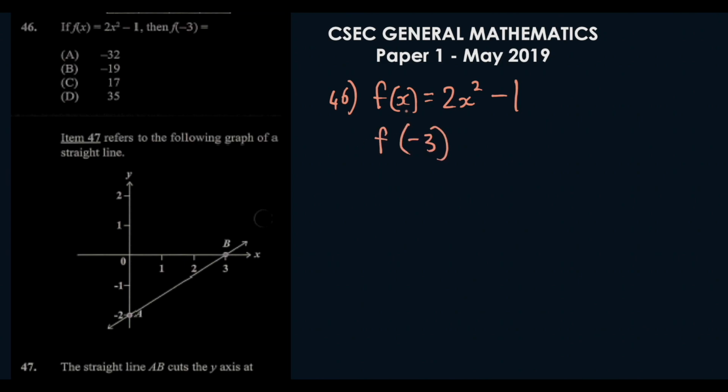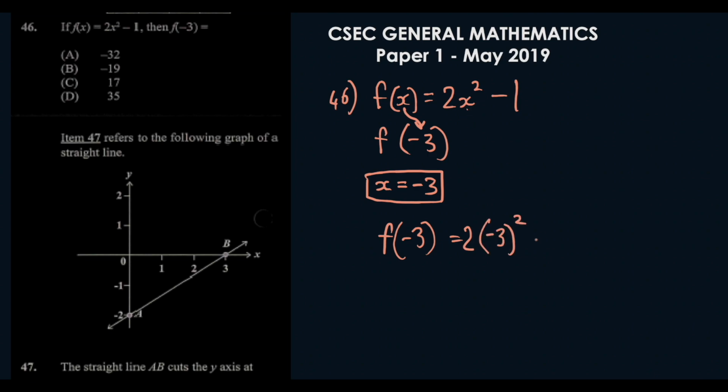If you look at it, you can see there's a link. This x is the input and negative 3 is the input. So therefore, x is equal to negative 3. Now, what does this mean? This means everywhere I see x, I need to replace it with negative 3. So I'm going to replace this x with this negative 3, which is equal to 2 multiplied by x, which is negative 3 again, and that's squared, minus 1.